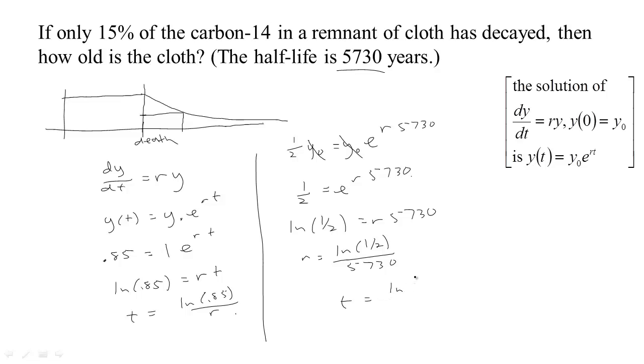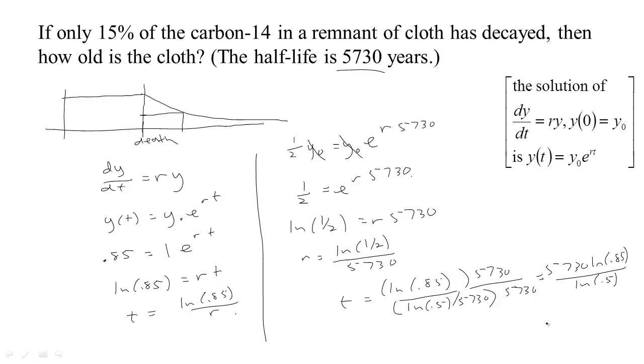I can now plug that in to figure out what t is. I have the natural log of 0.85 over the natural log of 1/2, or 0.5, over 5,730. Since I have this tiny fraction downstairs, why don't I multiply top and bottom by 5,730 just to clean it up a little bit. I end up with 5,730 times the natural log of 0.85 all over the natural log of 0.5.